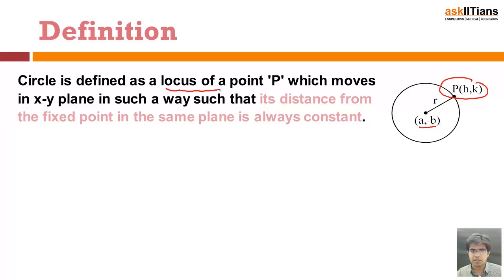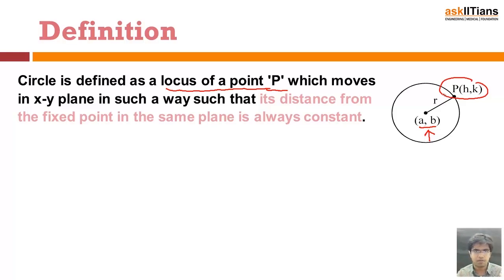Circle is defined as locus of point P. What do we mean by locus? Locus is the set of all those points that satisfy a given condition. So locus of all those points P which move in the plane such that its distance from this fixed point is constant. That means the point P is moving here and there in this coordinate plane. There are various points that will satisfy this condition. If you look at all those points collectively, that is the locus, you will find a circle.